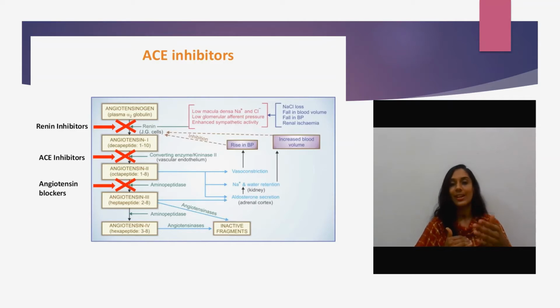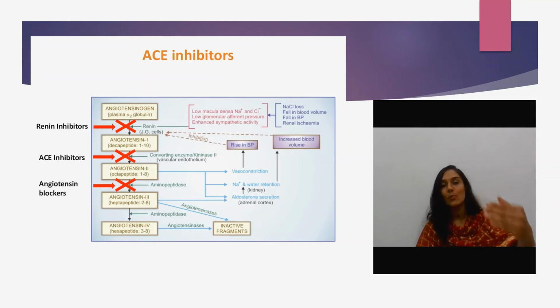And this renin gets converted into angiotensinogen, which further gets converted into angiotensin 1 and angiotensin 2. Now, angiotensin 1 is converted to angiotensin 2 in the presence of angiotensin converting enzyme, that is called ACE, right? Now what is the effect of this? ACE inhibitors block the conversion of angiotensin 1 to angiotensin 2, which causes a regulation of blood pressure.